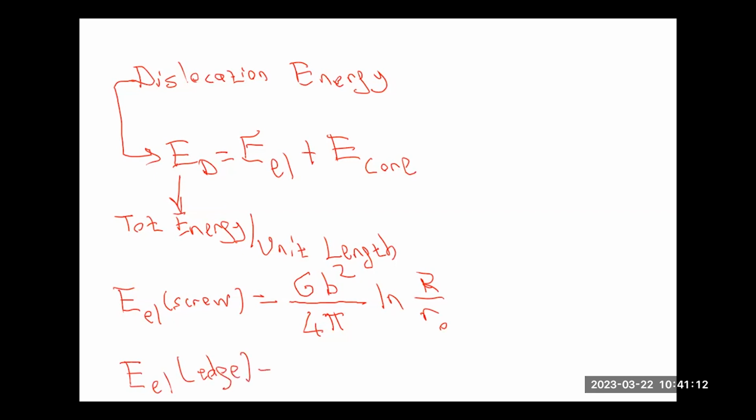How about the elastic energy of edge dislocation? It's very similar, but this time we have another term: 1 minus Poisson's ratio, again ln r divided by r0. So apart from this term, they are the same. And the Poisson's ratio for metals is around 0.33. So compare the elastic energy of screw and edge dislocations. Which one is smaller?